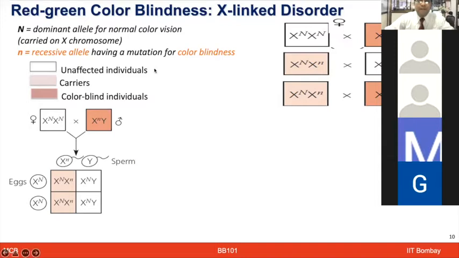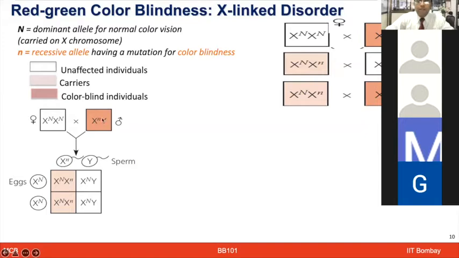So even if the gene responsible for color blindness is recessive in this case, or has a mutation, that is going to make this male color blind. Now if you do this cross, let's say the gametes obtained from the female are X capital N and X capital N.